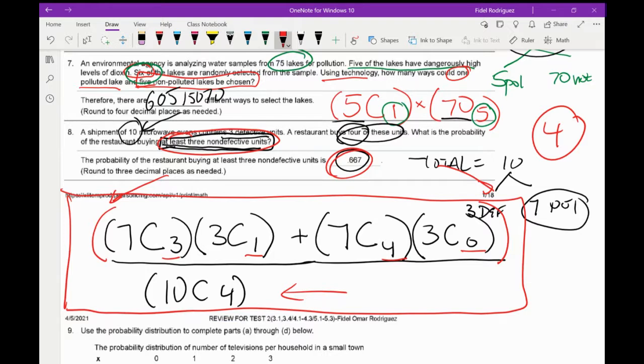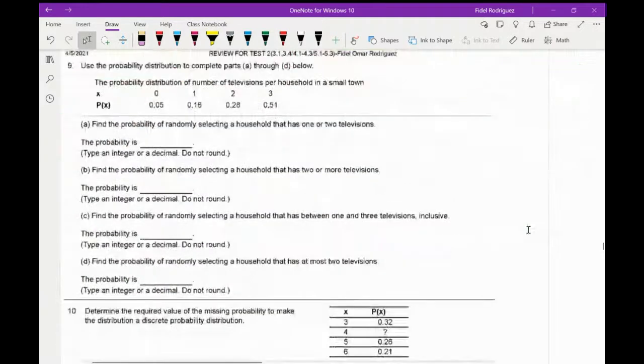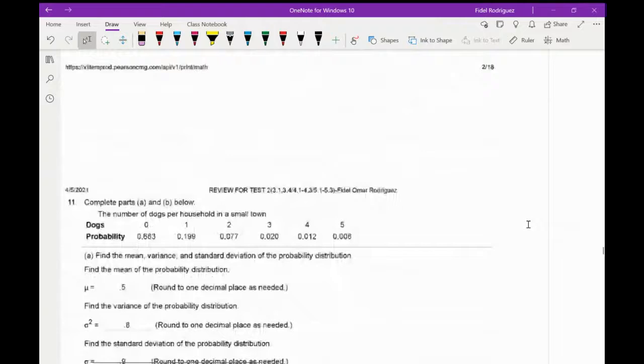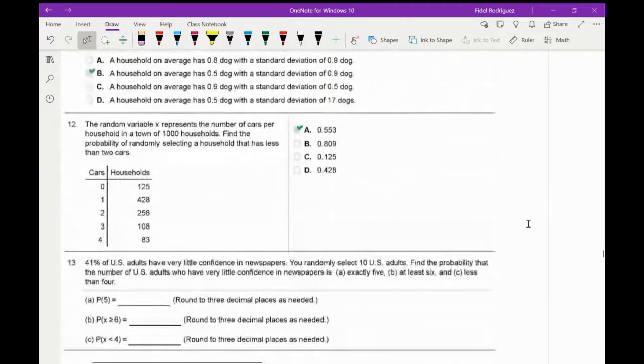Any other questions anybody wants to ask me about anything here from the review? Erica, don't worry, I'm not going to forget number 20. I'm definitely going to get to that one. Anything before I hit number 20? Number 12. Let's take a look at number 12.